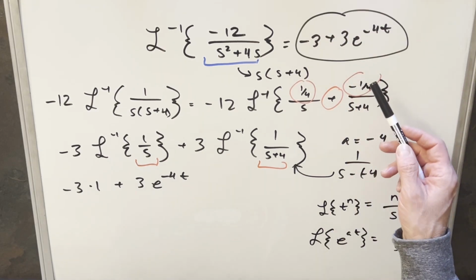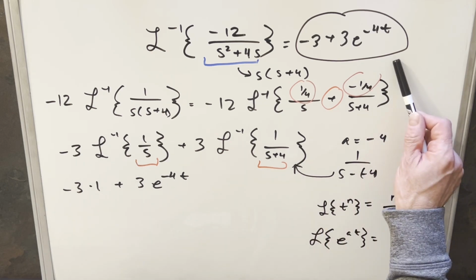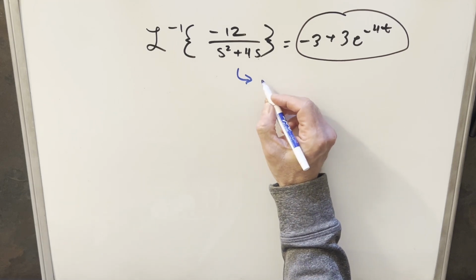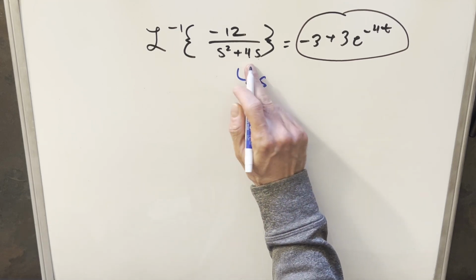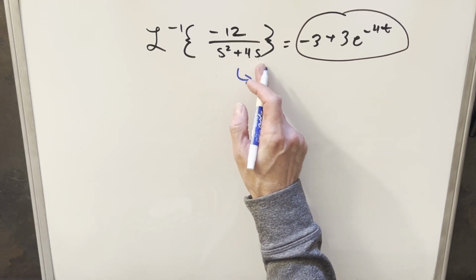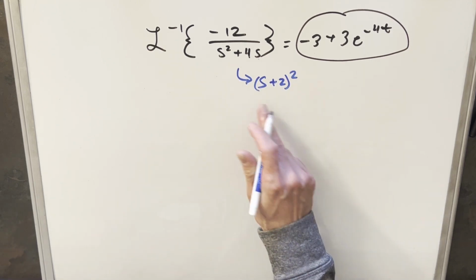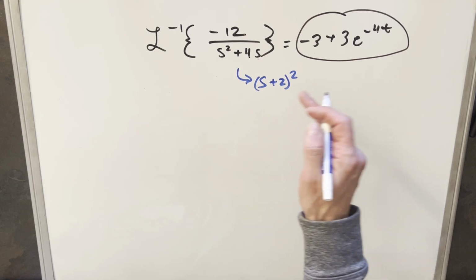Okay, so I'll keep this solution on the board. We'll go on to our second method and see if we can come to the same solution. Okay, so for my second method, what I want to do is complete the square. So I can take half of the coefficient on the s. So we can have s plus 2, square that. That's going to give me s squared plus 4s plus 4.